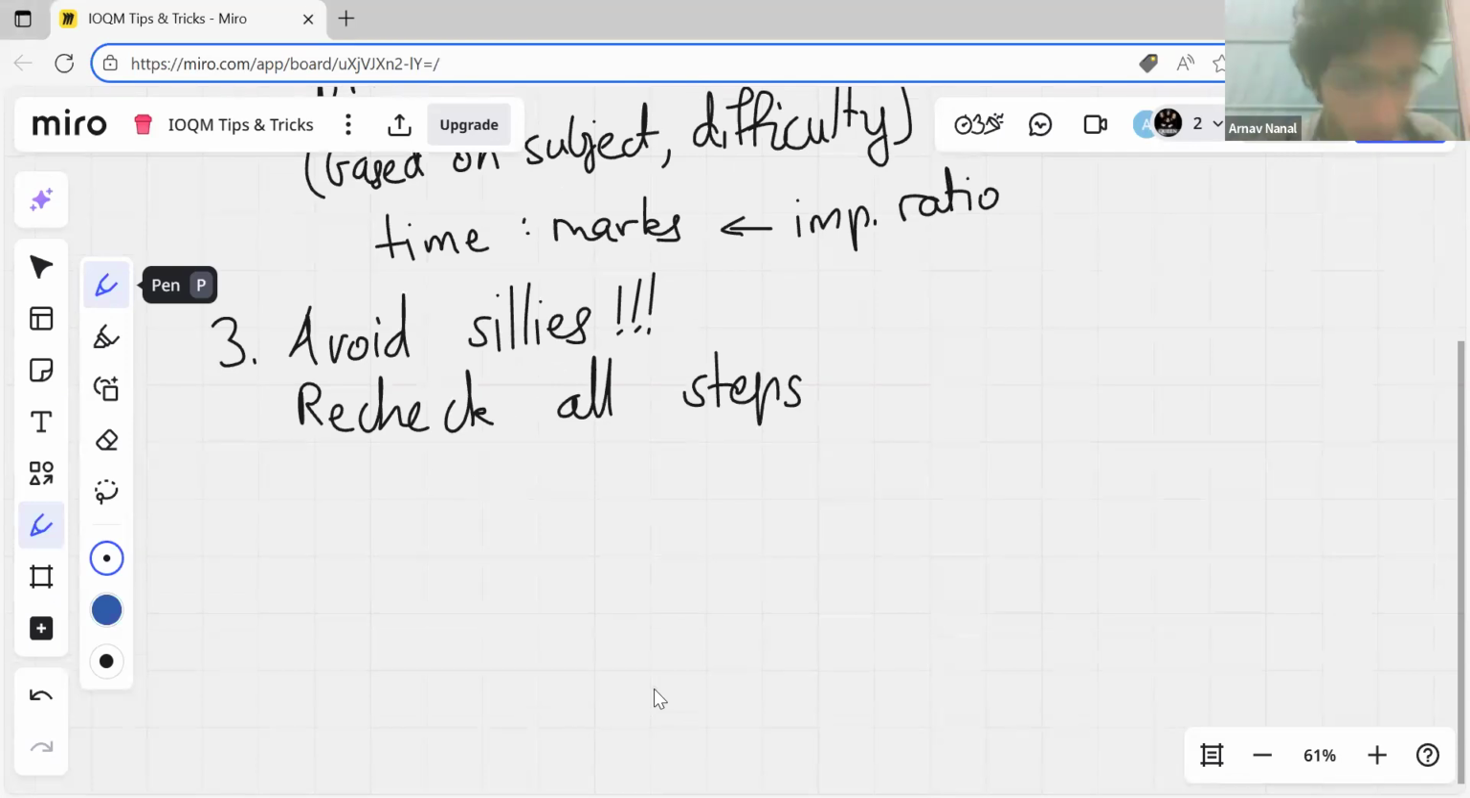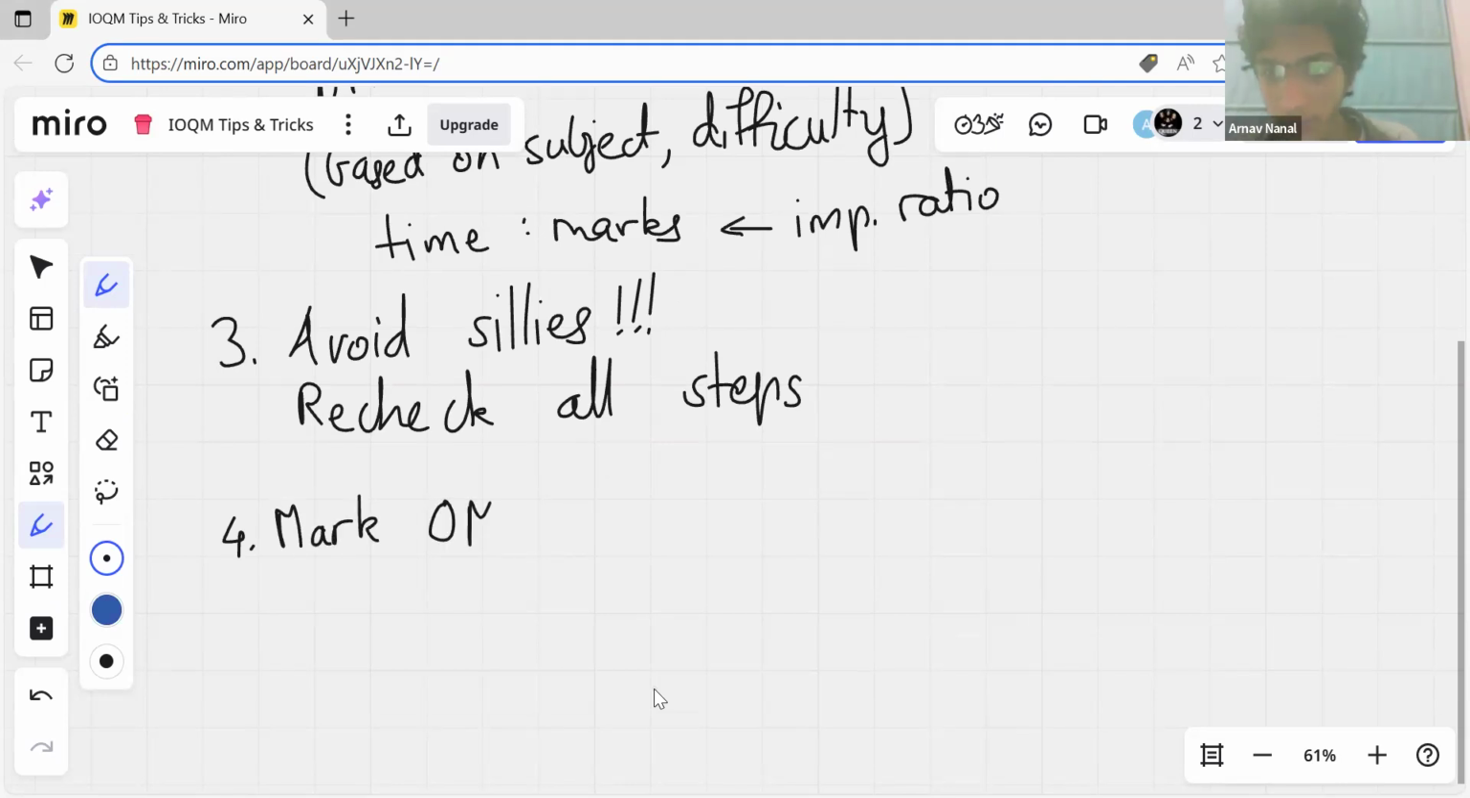Okay, another important thing is, IOQM is OMR type. So there are generally two strategies for marking OMR. One is you mark OMR at the end. So I think I'll let Atharva talk about this in a minute. I'll just talk about the other strategy for a minute.